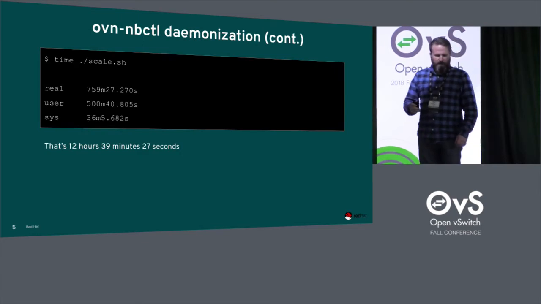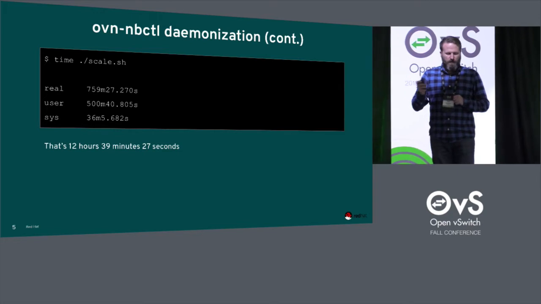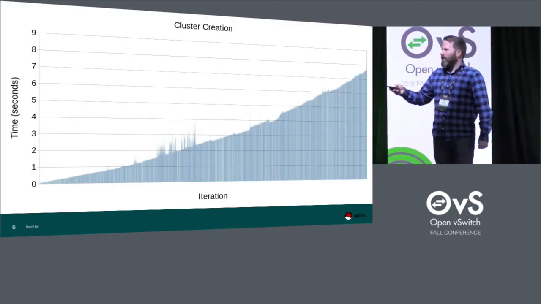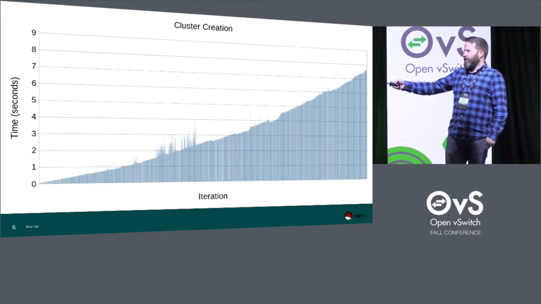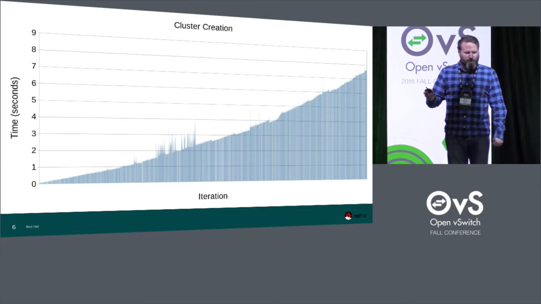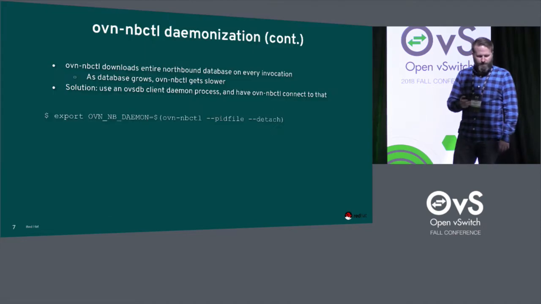So let's see what happens when we run it. When we run it, it takes about 12 hours and 40 minutes to finish. If you map each iteration of the test, in other words each pod that we create in this cluster, you can see it has the awful up-and-to-the-right trend. And it ends up taking over 7 seconds per pod to create towards the end.